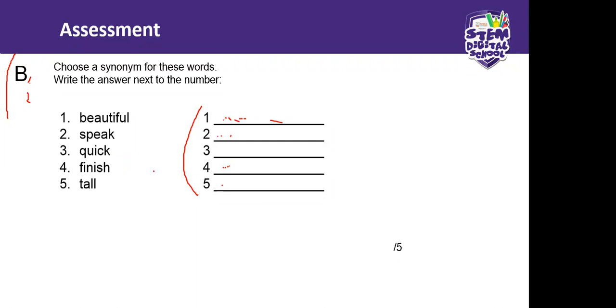If you finish, we say you, I, ma'am, I'm. Yes, that is another word. You write it at number 4. And then number 5 is another word for tall. Okay. And if you know it, you write it there. Okay. Well done so far.